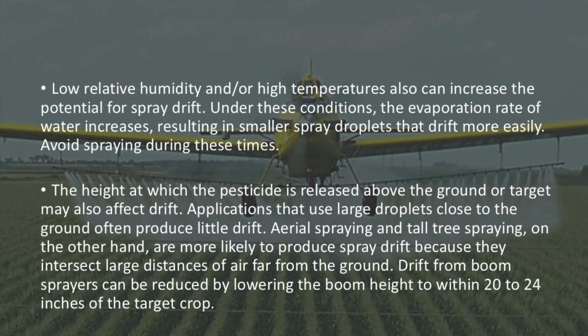The height at which the pesticide is released above the ground or target may also affect drift. Applications that use large droplets close to the ground often produce little drift. Aerial spraying and tall tree spraying, on the other hand, are more likely to produce spray drift because they intersect large distances of air far from the ground. Drift from boom sprayers can be reduced by lowering the boom height to within 20 to 24 inches of the target crop.